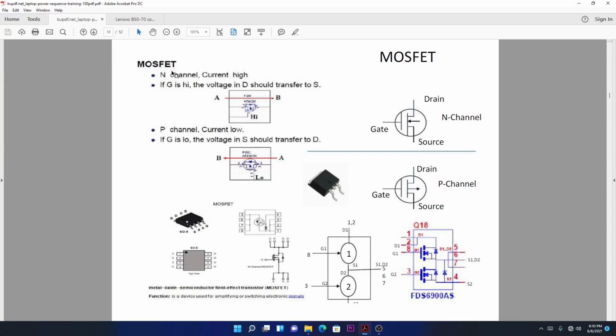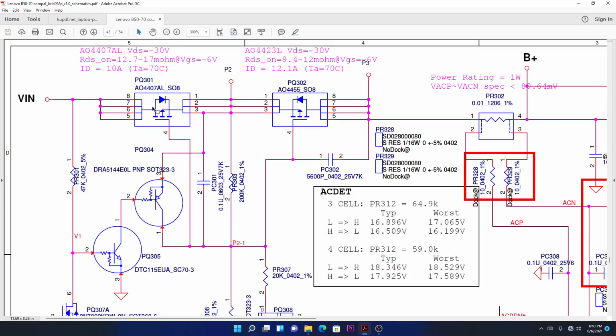Lesson number 5, we discussed the MOSFET, and I said the N-channel MOSFET I normally use for high current, and again, P-channel MOSFETs are used for low current. Let's go to our example. I did an example saying in the case of the first and second MOSFET, these are normally switches. They normally allow the 19 volts to jump on both sides and then go straight to the motherboard.